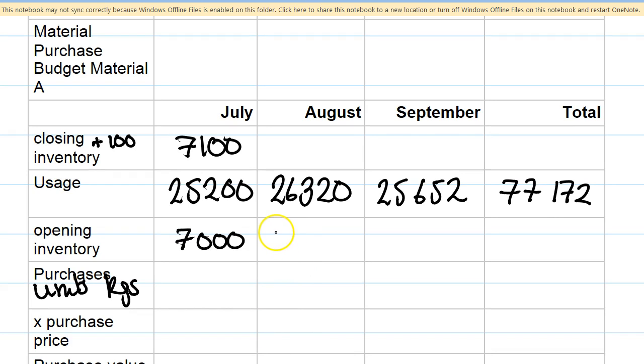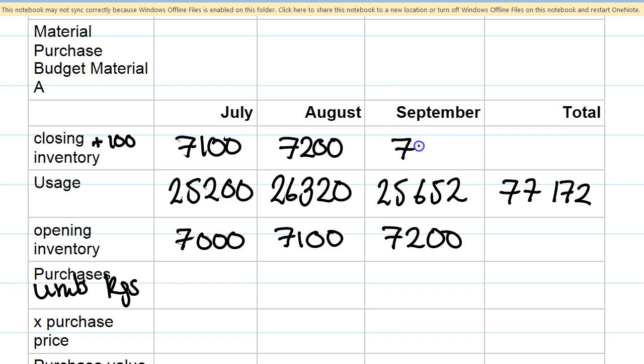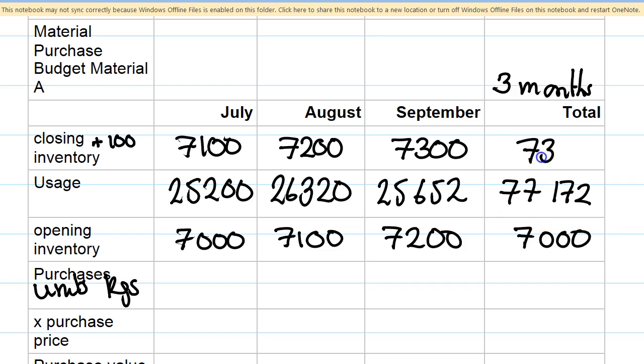So my opening inventory in August, 7,100, closing 7,200, and then 7,300. Just like we did before, on our total column, we're looking at 3 months. So my opening is going to be 7,000 kilos, and my closing is going to be 7,300.